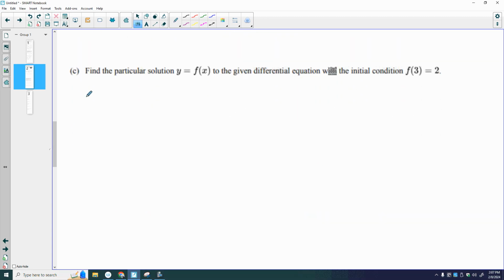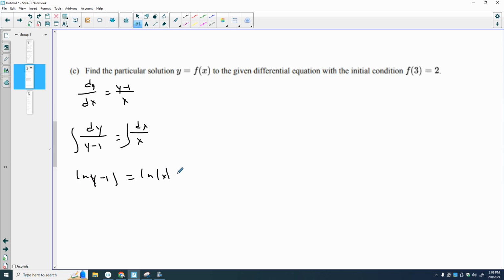Question C, particular solution. Go back to my dy dx equals y minus 1 over x. Switch the y and the dx. So y minus 1 comes here. Dx over x goes here. Integral of this becomes ln. Integral of this becomes ln plus c.